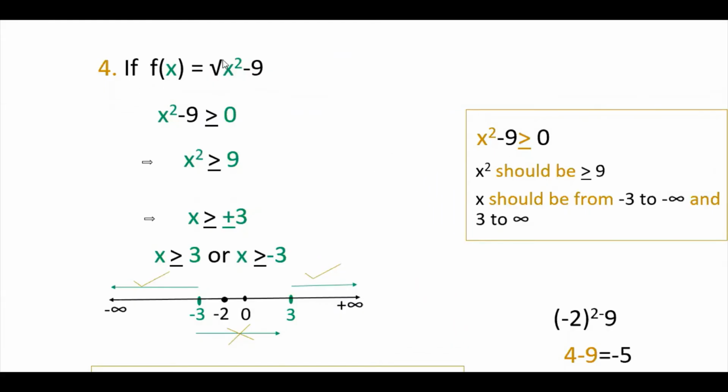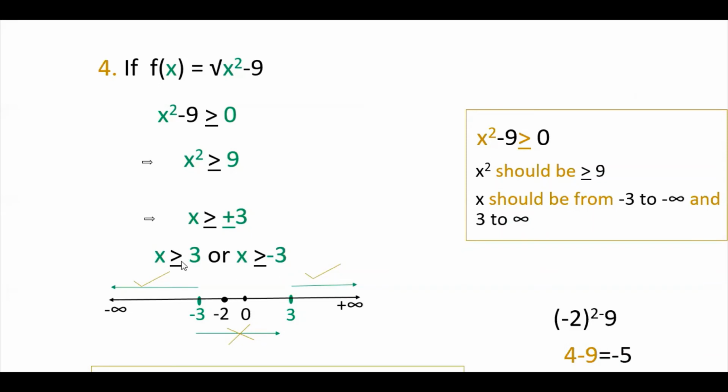This is another question. f of x is equal to square root of x square minus 9. In the previous case, it is 9 minus x square. So here x square minus 9 is greater than or equal to 0. Therefore, x square is greater than or equal to 9. Therefore, x is greater than or equal to plus or minus 3. In the previous case, x is less than or equal to plus or minus 3. Here, x is greater than or equal to plus or minus 3.